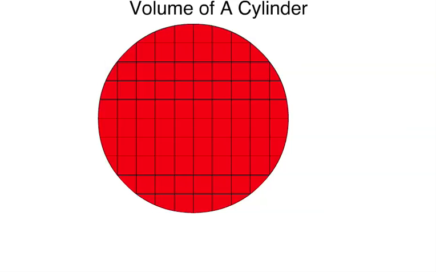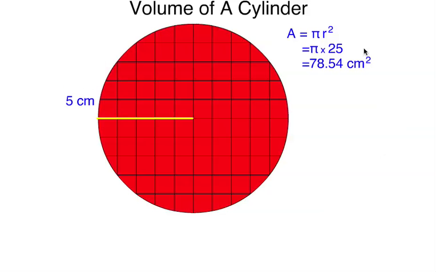Volume of a cylinder. Alright, so here's a circle, and we're looking at the radius, and the radius is 5 centimeters. The area of this circle is pi r squared, so pi times 5 squared, which is 25, gives 78.54 centimeters squared. If you count all of these little squares, not little tiny parts of squares, and you put them all together, you're going to get 78.54 of them.